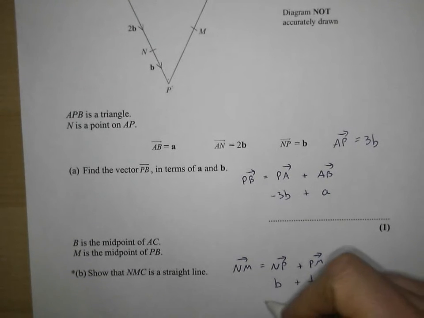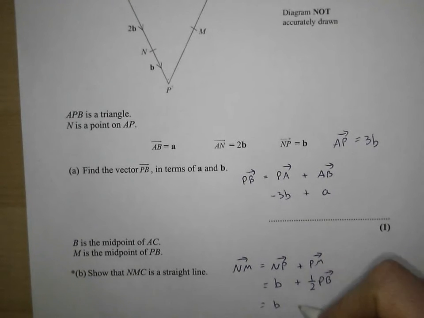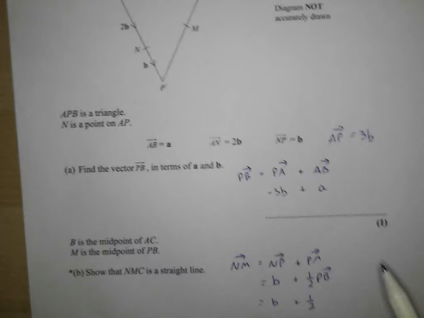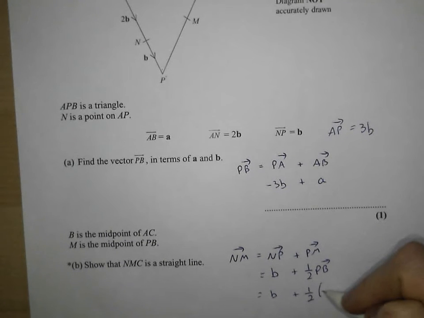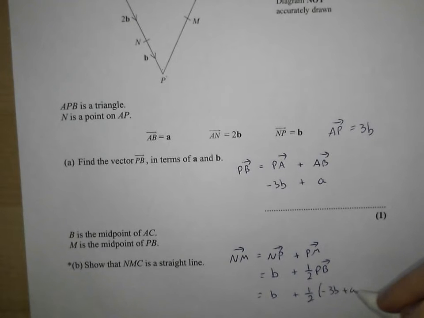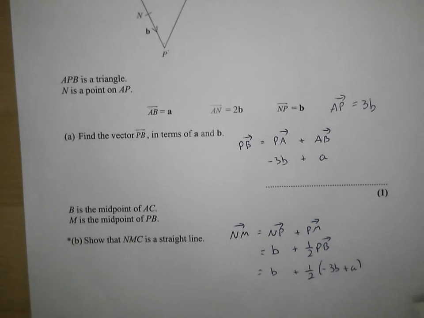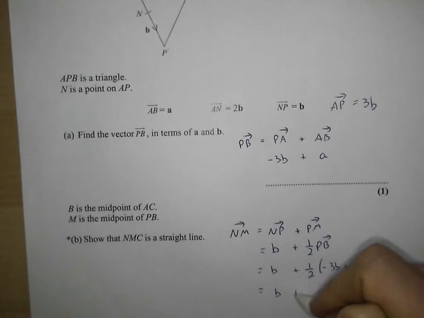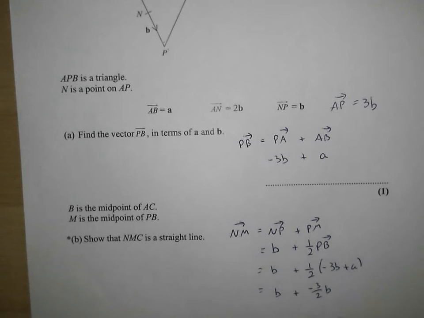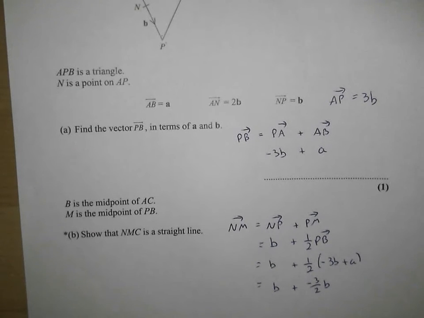Now, let's work out what that is. So I've got my B already, and I've got a half of what I worked out before, a half of minus 3B plus an A. Okay, going to have to be good at fractions here. So I've got B plus a half of minus 3B. Well, that's just minus 3 over 2 B's. Minus 1.5 B's if you prefer, but I like to keep the fractions in there. A half of minus 3B. It's got to be a half.